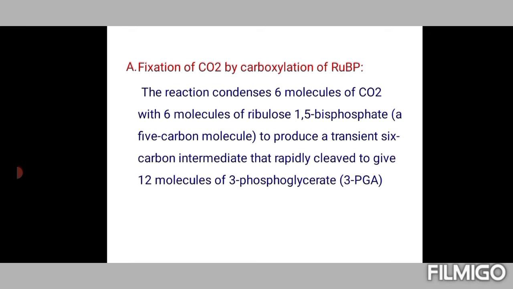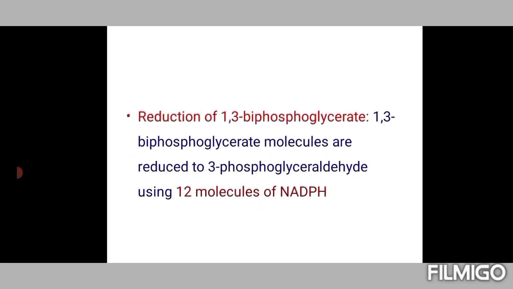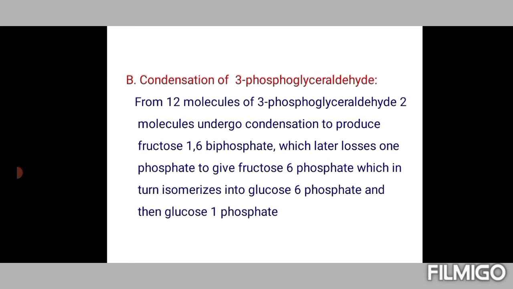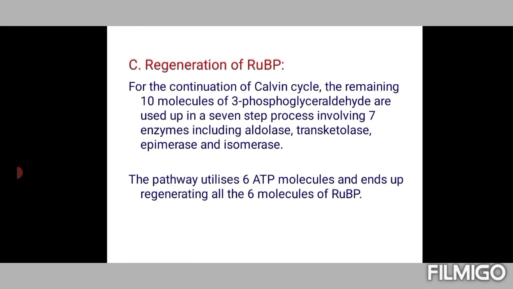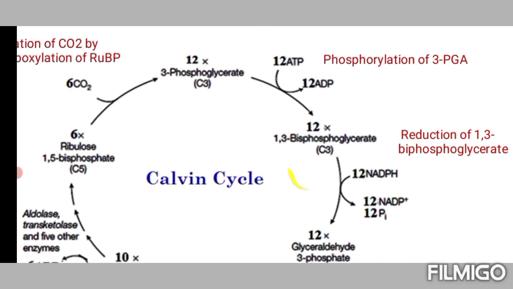Fixation of carbon dioxide by carboxylation of RuBP, phosphorylation of 3-phosphoglycerate, reduction of 1,3-biphosphoglycerate, and finally glyceraldehyde 3-phosphate undergoes condensation, and finally regeneration of RuBP. All these we already discussed. The regeneration actually involves many other enzymes and more steps also. Aldolase, transketolase, as well as epimerase and isomerase are involved. Those steps we have not shown in the figure, but definitely it involves these steps also. The regeneration involves expenditure of 6 ATP molecules. And this is a more simplified picture of the Calvin cycle.